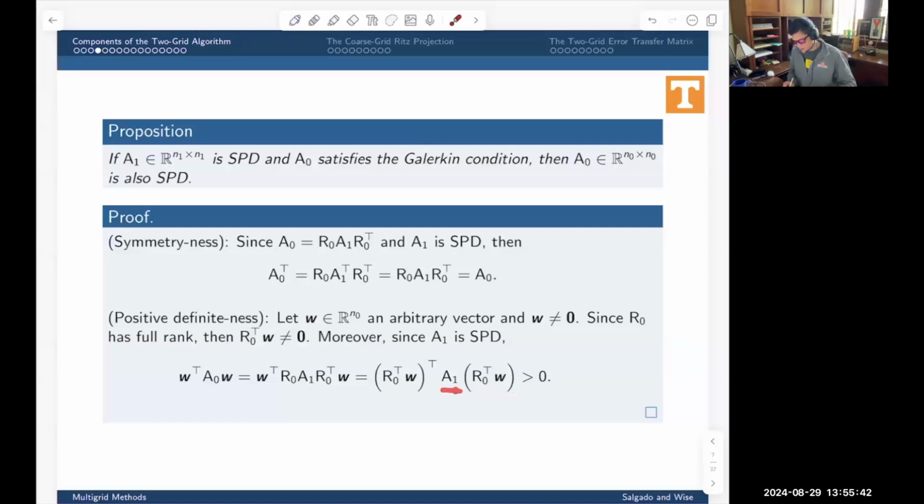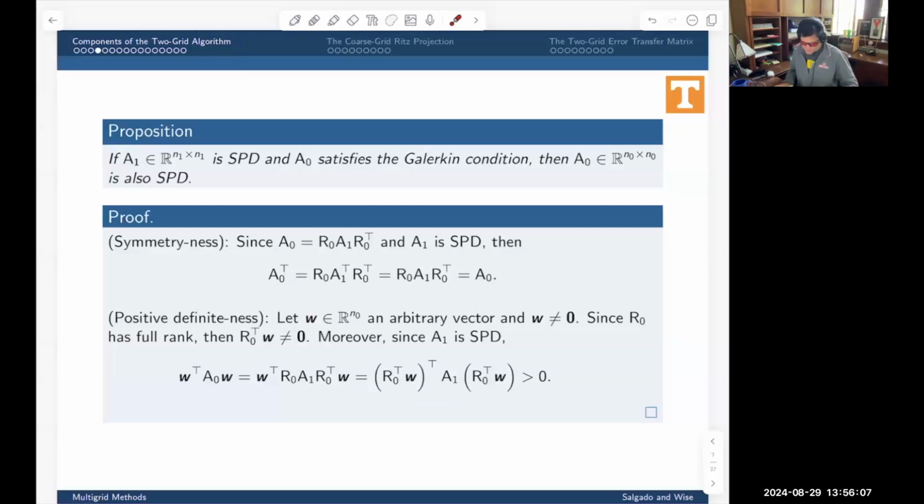But remember, my assumption is that A1 is symmetric positive definite, and there's no way that this vector can be equal to the 0 vector. Well, since this is symmetric positive definite, then this product has to be positive. And so that's where the positivity comes from.